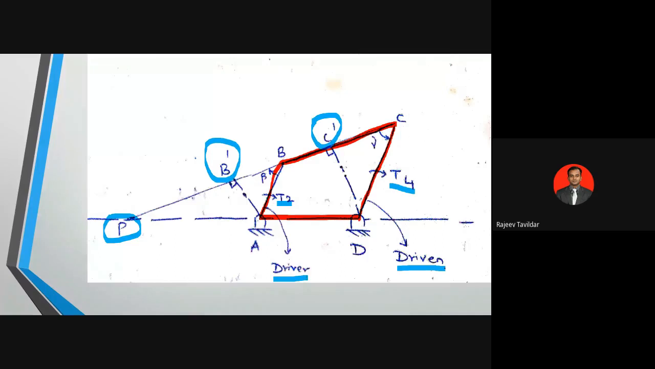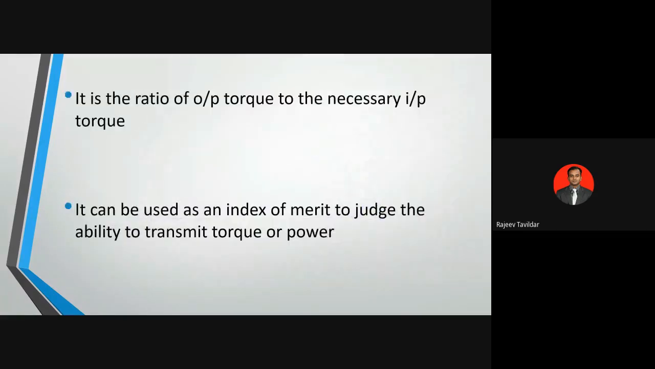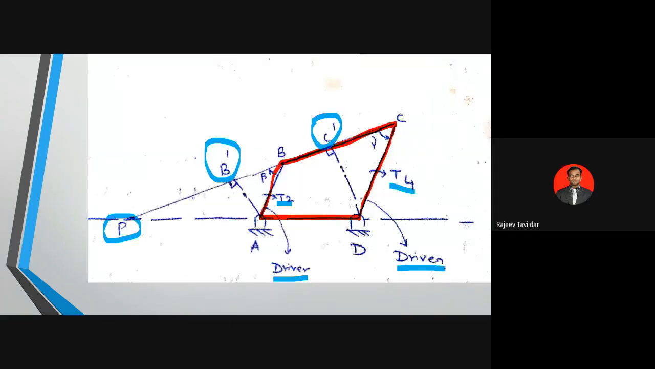With this given construction, of course, I am again repeating these diagrams in the next slide also. Now let us understand what mechanical advantage is. It's very simple. It's the ratio of output torque to the necessary input torque. Okay. So coming back to this diagram, what I'm going to get is mechanical advantage. I'm just going to write the short form, mechanical advantage MA. As per this diagram, it is the ratio of output torque, that is T4, to the necessary input torque T2.